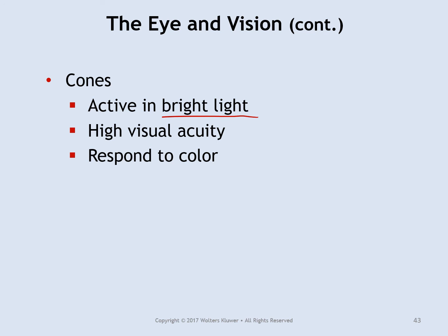They give you very high visual acuity, so you get a nice sharp picture. And these guys respond to color. This is what lets you see in different shades of color. Between the two of them, which one do you think humans have more of, rods or cones? We have more cones. We definitely have more cones than rods.